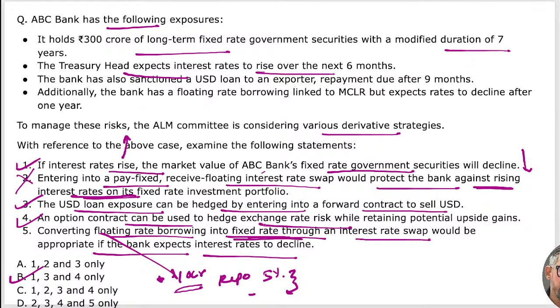But it is saying that if you convert the floating into fixed, it is not like the bank has created an asset with an asset. The bank has taken a loan which is linked with some ARR or other indices. So if it comes down, the bank will benefit with floating rate. But if it goes up, then we will benefit if we enter into the fixed rate. So that's why this statement was wrong.